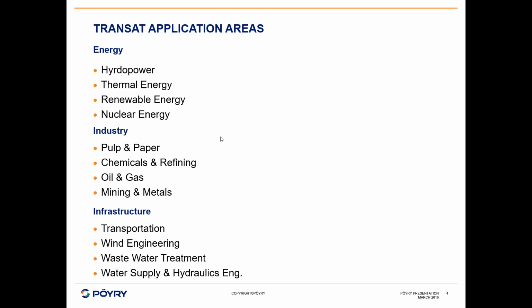TransAT is applicable in many areas and has been used in consulting projects or directly by clients in many topics. This includes energy, such as power generation, or in industry and processes in paper production or chemical refinements, mixing processes, oil and gas extraction, for mining or production of metals. Additionally, in infrastructure, TransAT could be used for simulations to predict ventilation or wind around structures, in wastewater treatment, or water supply and hydraulics engineering.